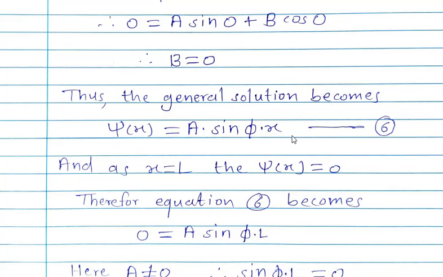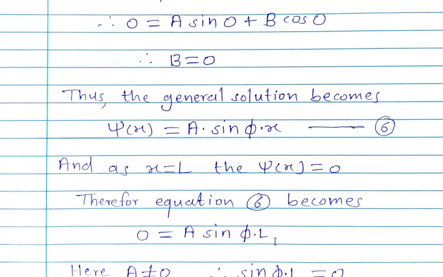Now if we consider a second boundary which is at x equal to L, again at x equal to L, the wave function psi of x becomes 0. So therefore in this equation, when we set x as L, this psi of x becomes 0. So therefore 0 equal to a times sine of phi x, it means phi into L.